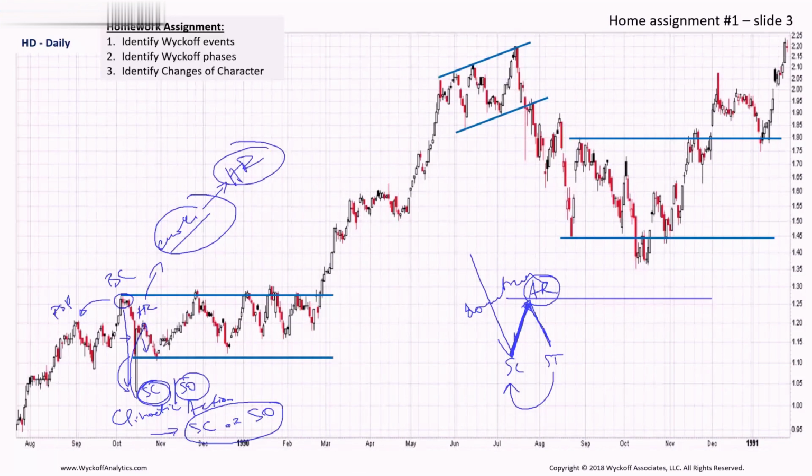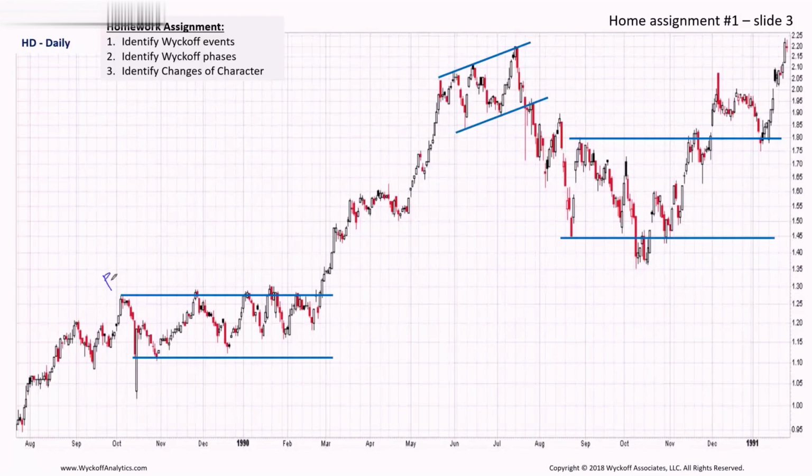How does it look to you? Diminishing spread, diminishing volume signature, stopping here at the higher low. So that looks like a test. Therefore, this is a secondary test of the climactic action itself. So our labeling could be like this: shakeout, automatic rally, change of character, and then secondary test. And here is our phase A.